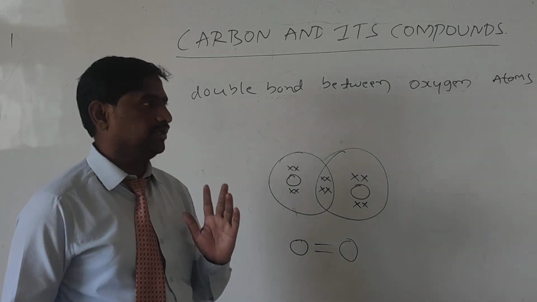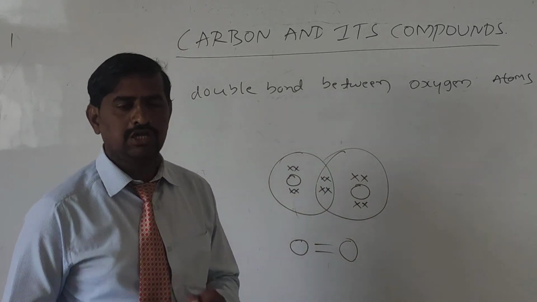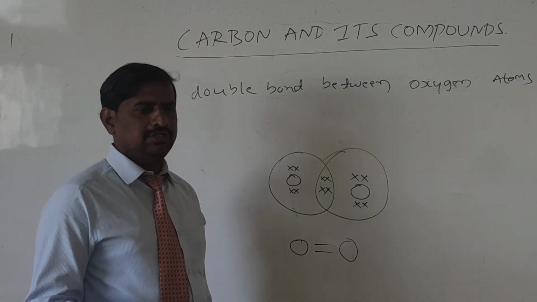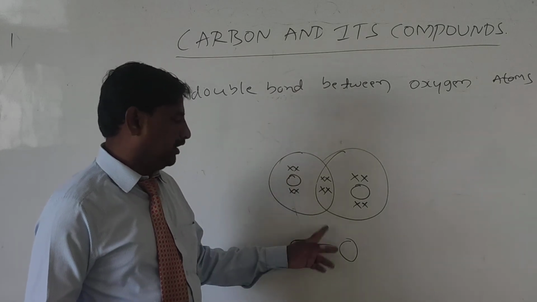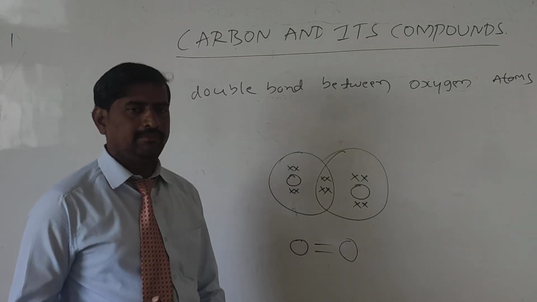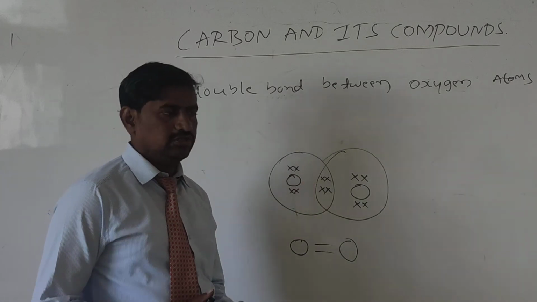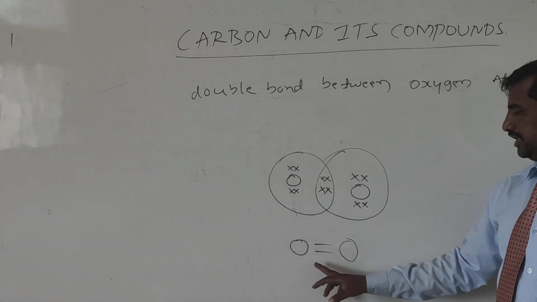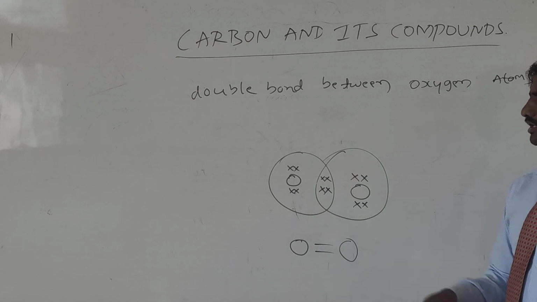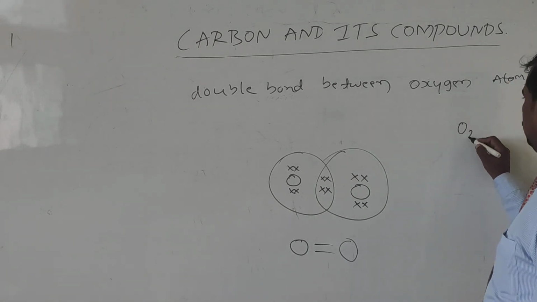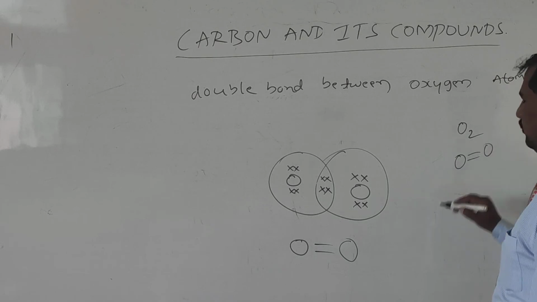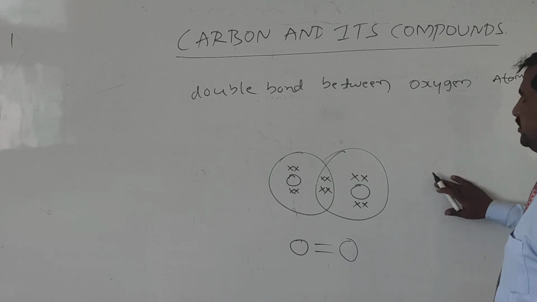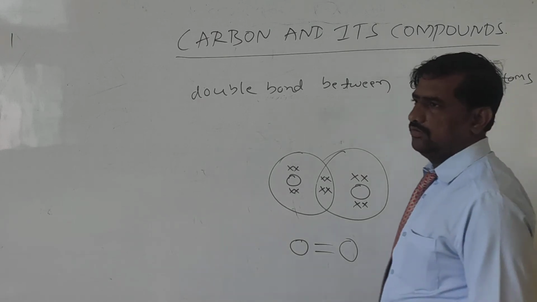Each oxygen atom requires 2 electrons for the octet rule, so sharing takes place between the two oxygen atoms. That is the double bond. Each bond means one pair of electrons, so 4 electrons shared means a double bond. We read this as oxygen double bond oxygen, that is O2. The two oxygen atoms are formed by a covalent bond.